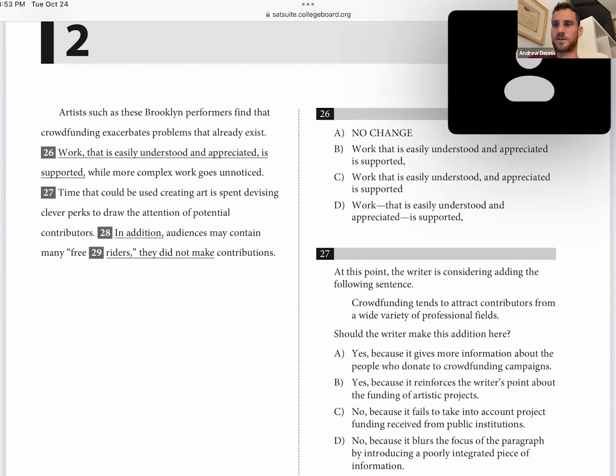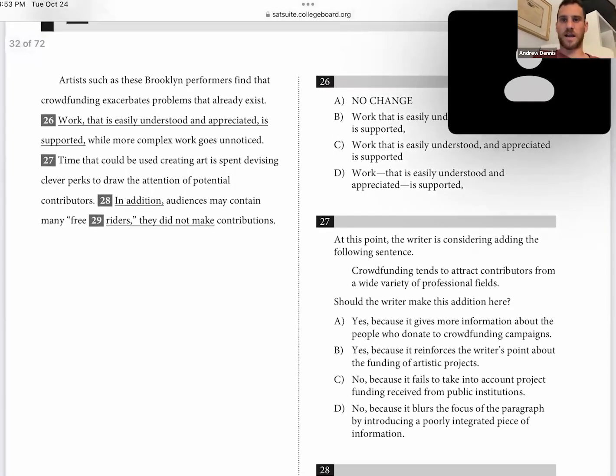Okay, so work that's easily understood and appreciated is supported, while more complex work goes unnoticed. Time that could be used creating art is spent devising clever approaches to draw the attention of potential contributors. So in between that, he's considering adding: crowdfunding tends to attract contributors from a wide variety of professional fields. Does it seem like it's in place or out of place right there? It seems out of place, right?